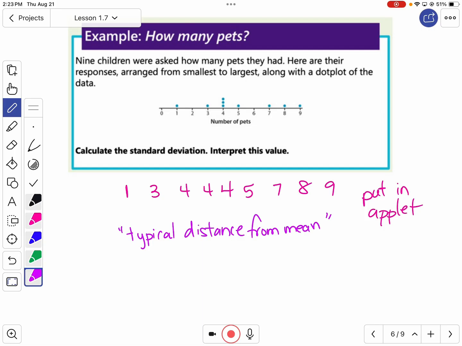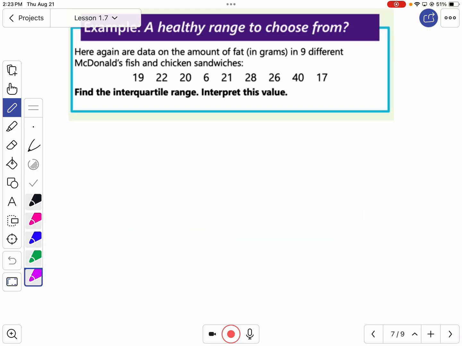All right. Let me see what else I left on here. Not too terrible much. All right, interquartile range. Again, I would put it in my applet. I'd do Q3 minus Q1 and get my number.